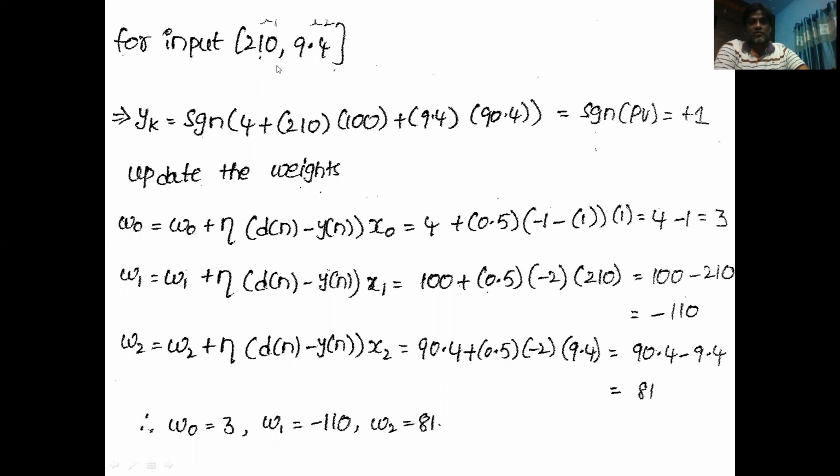210 comma 9.4, this has to be classified as -1, but the perceptron classified it as +1. So it is a wrong classification, so you require updation of weights. Now the weights are updated as 3, minus 110 and 81.